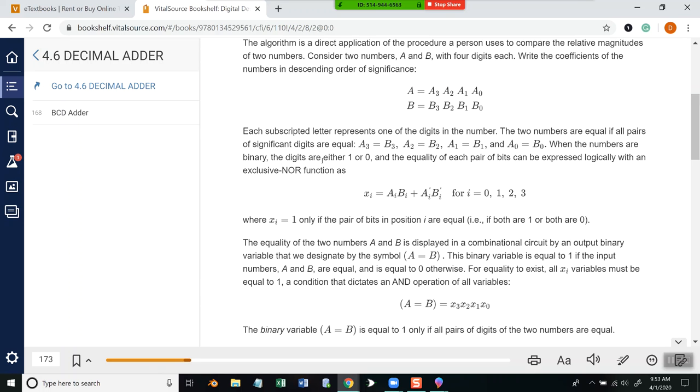When numbers are binary, the digits are either 1 or 0. And equality of each pair of bits can be expressed logically with the exclusive NOR function, as this. So this exclusive NOR gives us our x sub i's.